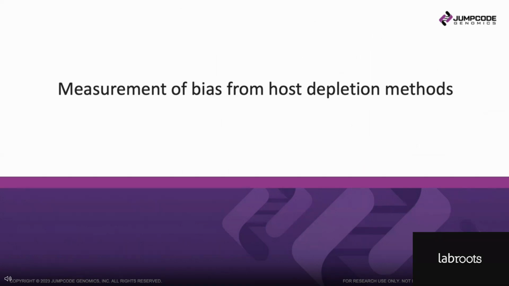So, we have seen how the Jumpcode human DNA depletion kit is effective in depleting human genome without introducing any obvious bias, as can be seen with the Zymo microbial fold change. Now we want to look at how our Jumpcode host depletion kit performs compared to existing host depletion kits using an actual clinical sample, which was a saliva sample in this case.